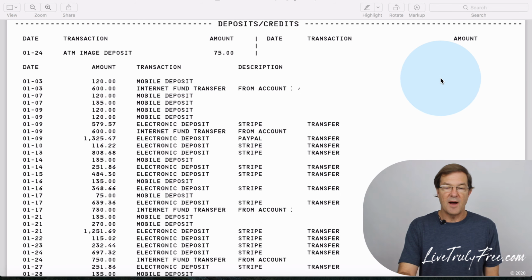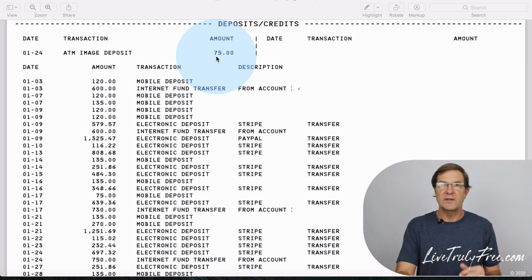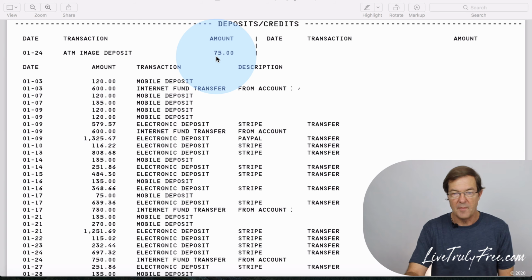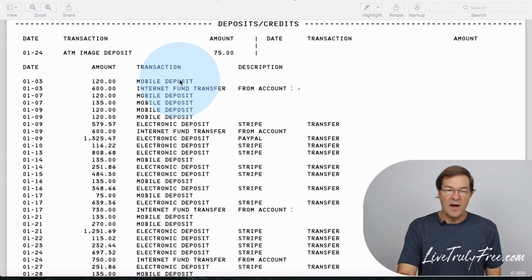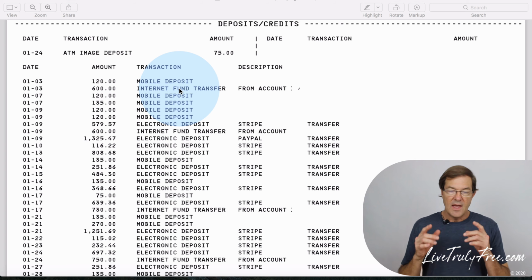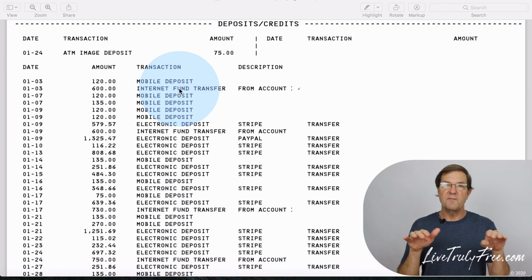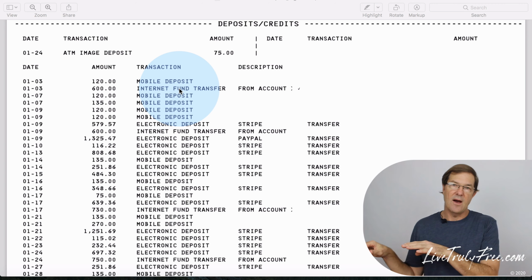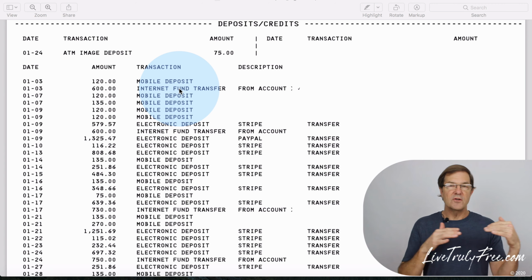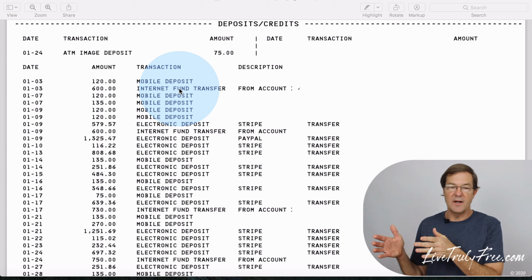Now we come down to the deposit section. We have this image deposit. We weren't sure what that was. Did a little checking. Turns out that was actually income. Okay, fine. We have mobile deposits. We know those are income as well. Internet fund transfer. In this particular company's case, internet fund transfers are transfers of money between bank accounts of the company. So there's no cash in, no cash out. We're just moving money around.